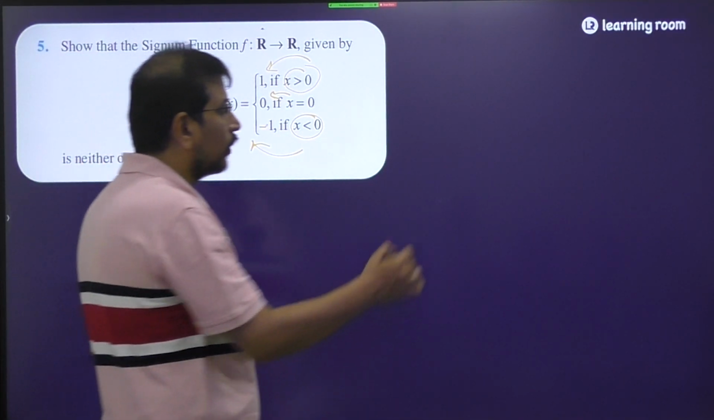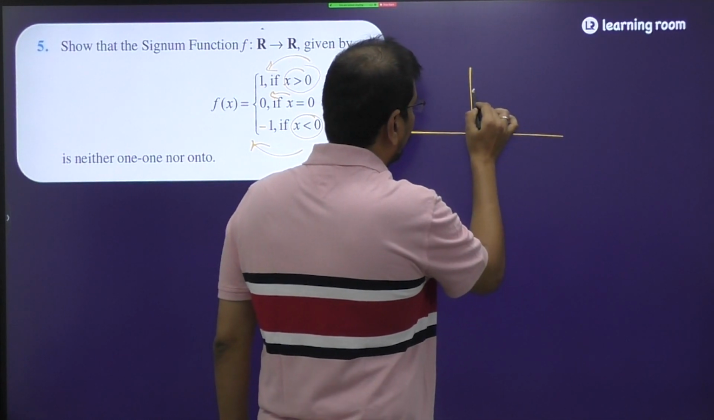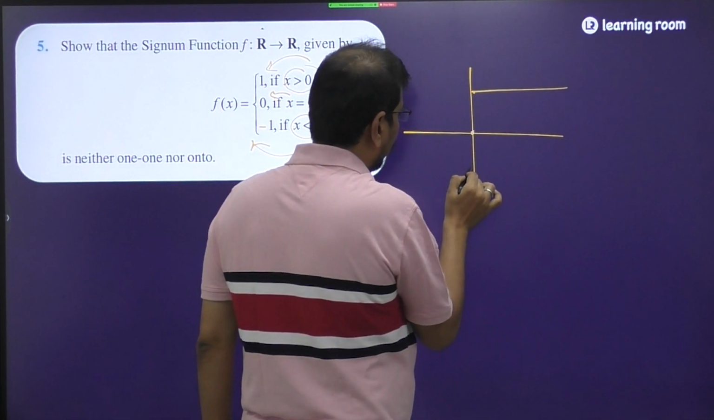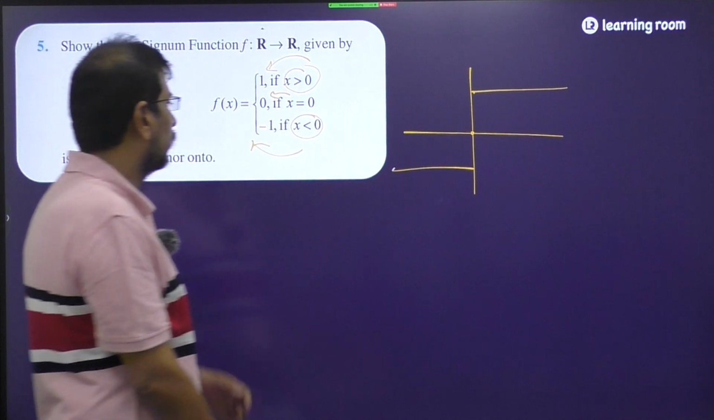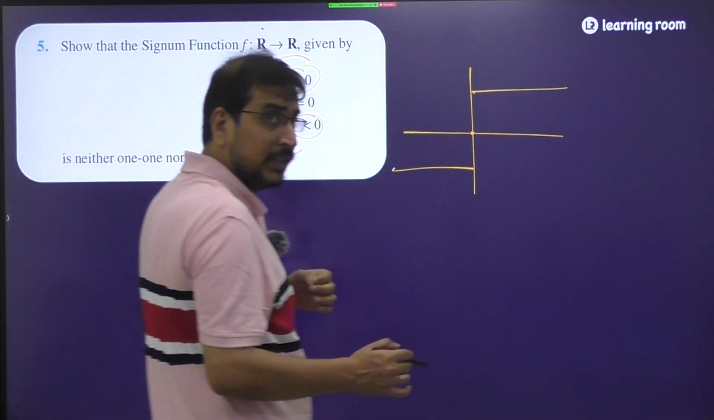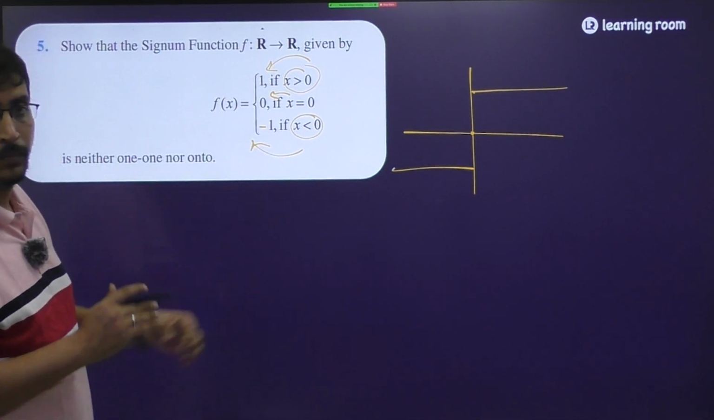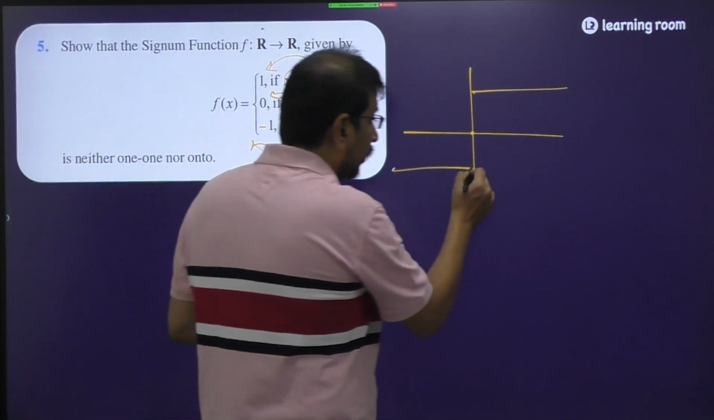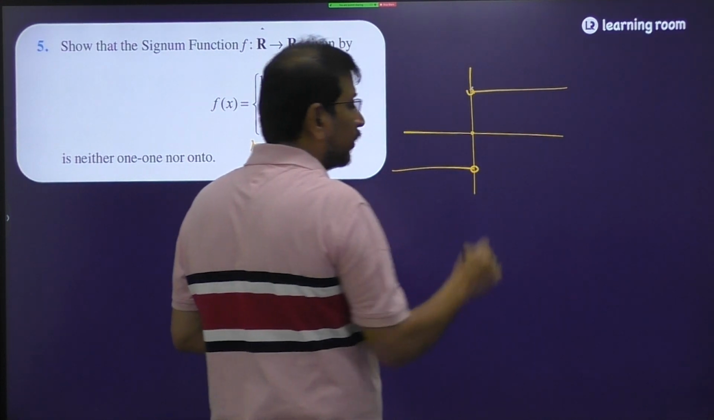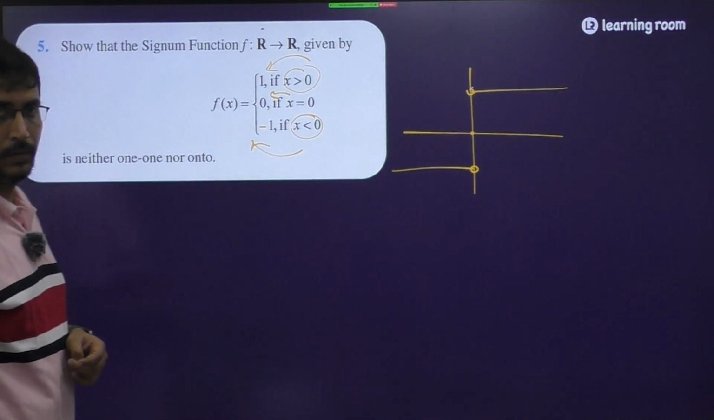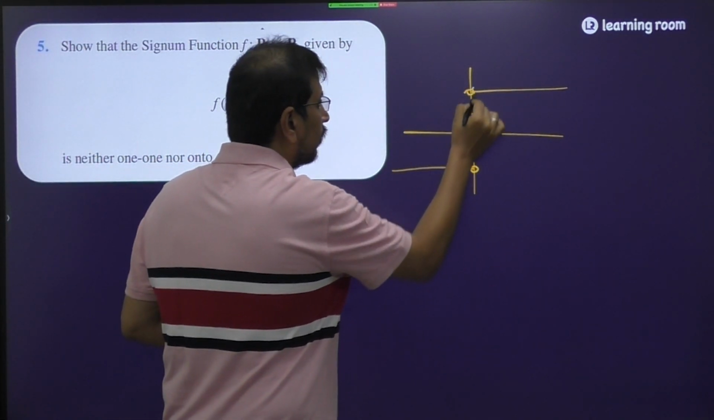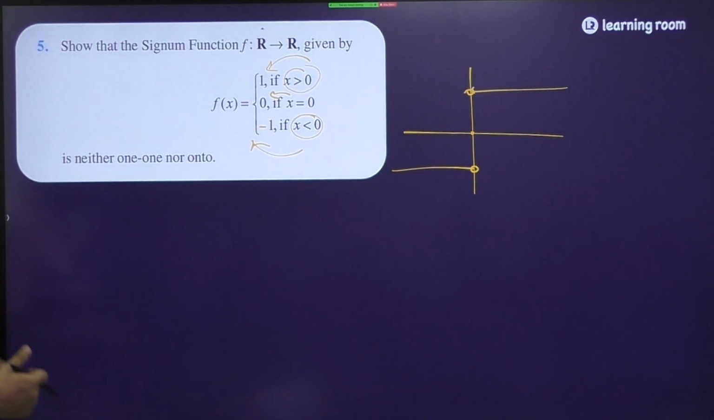So the graph for this will look like this. Here, where will be the point of discontinuity? Look at it, you will be able to see it at 0. So here it will be an open circle, here it will be an open circle. So this function is not one-one. I hope that is clear, because it's many to one. What about onto?